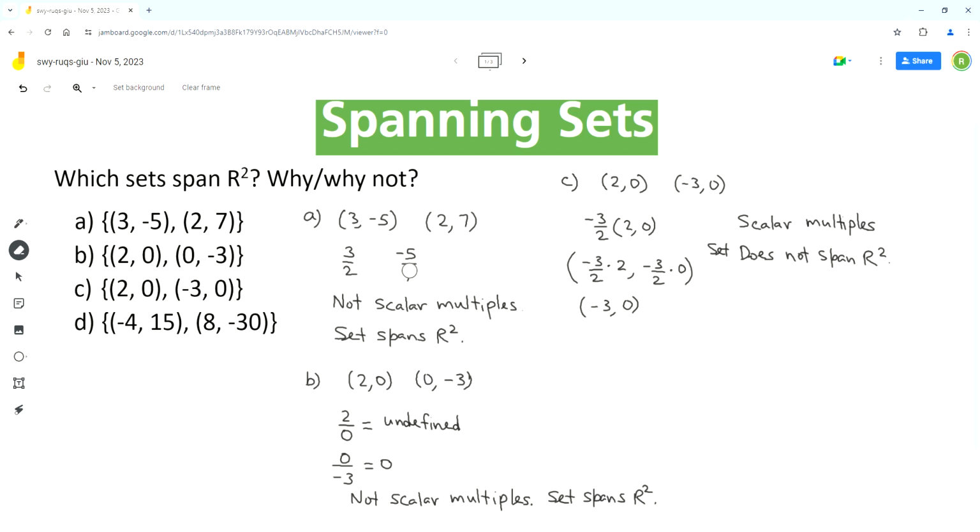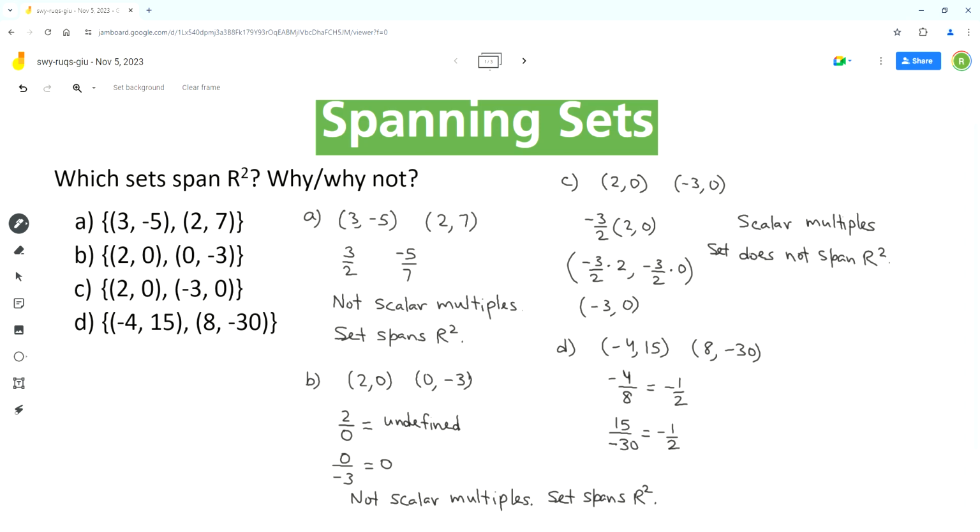This is a very important concept you need to understand and memorize. Now we can analyze the set D. We'll start by calculating the ratio of their x and y components. This fraction can be reduced to negative 1 over 2, and this fraction can also be reduced to negative 1 over 2.